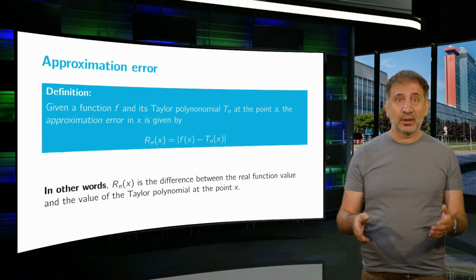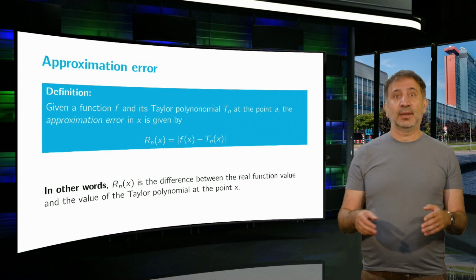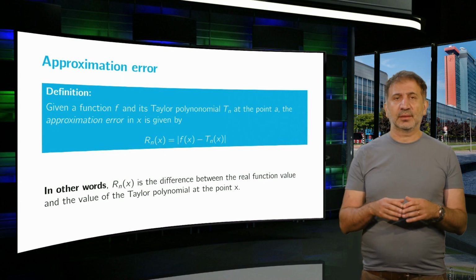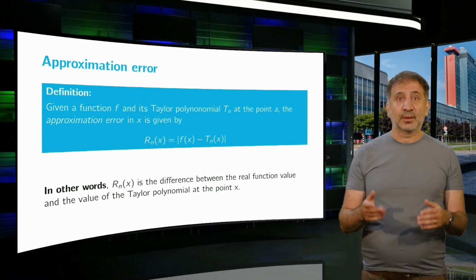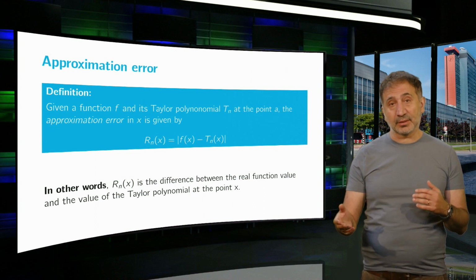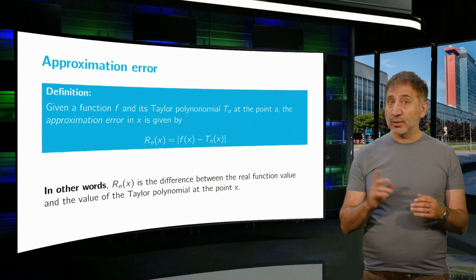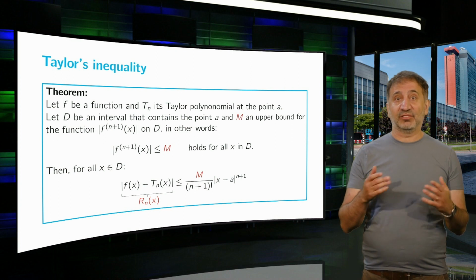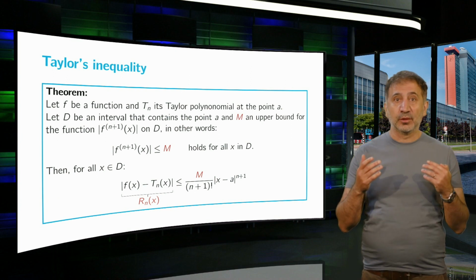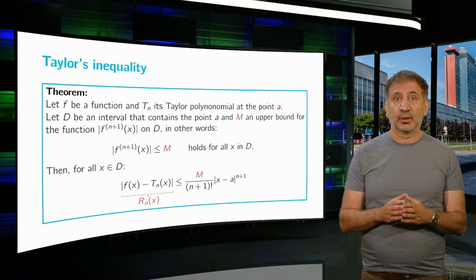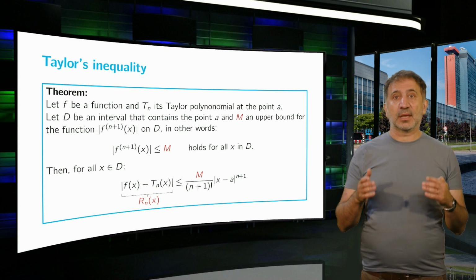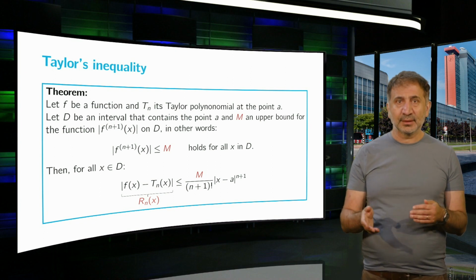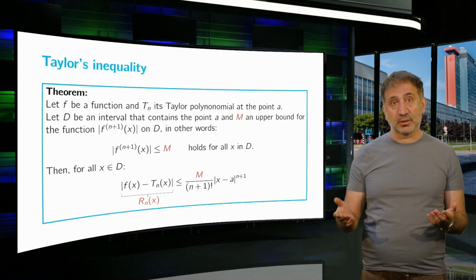So it is the difference between the real function value and the value of the Taylor polynomial at the point x. Taylor's inequality is a theorem that makes a statement about this approximation error. It does not tell us what the error is, because then we would know the actual value and there would be no need for an approximation. All we can hope for is an upper bound for this approximation error. In practice, this is sufficient for most purposes.